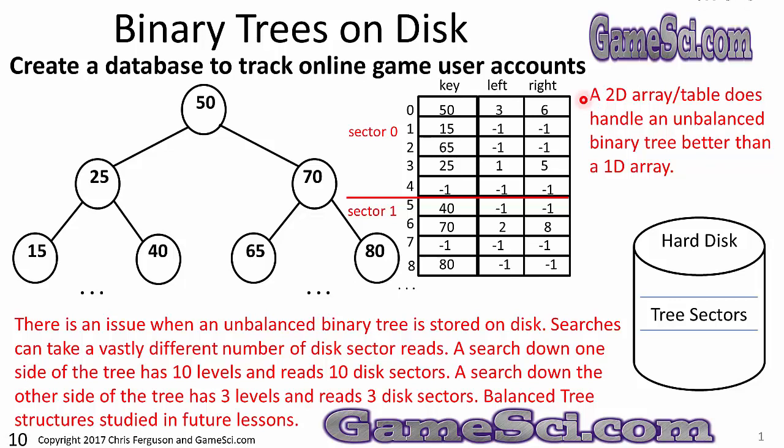A 2D array table does handle an unbalanced binary tree better than a 1D array, but that's for the amount of disk storage needed. A 2D binary tree mapped to disk uses much less memory when it's unbalanced than a 1D array, but it doesn't solve the problem of unbalanced trees. It can still take far more disk reads when the tree is unbalanced.